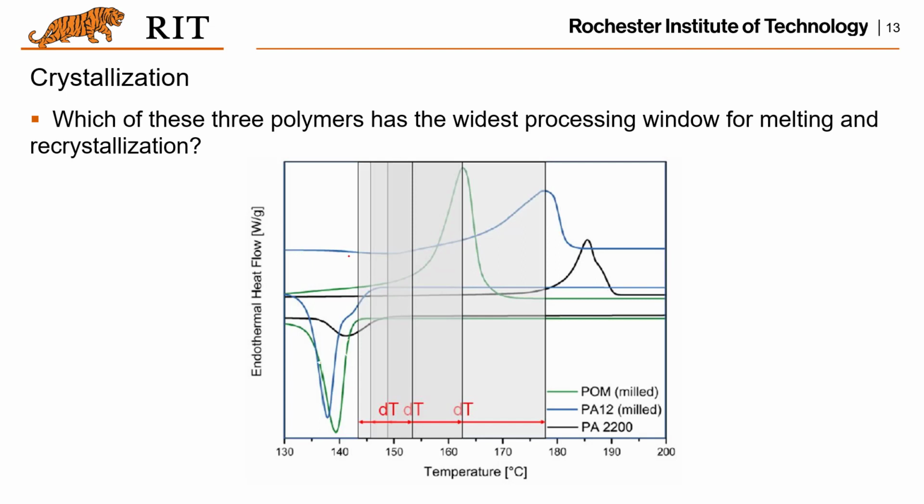And for the crystallization, another thing we would like to have is a wide range between the melting and crystallization temperature. So among the three curves, we could tell basically the black one. As you can see, this is the melting temperature, and this is the recrystallization temperature, and this range is bigger, and that is better for the SLS process.